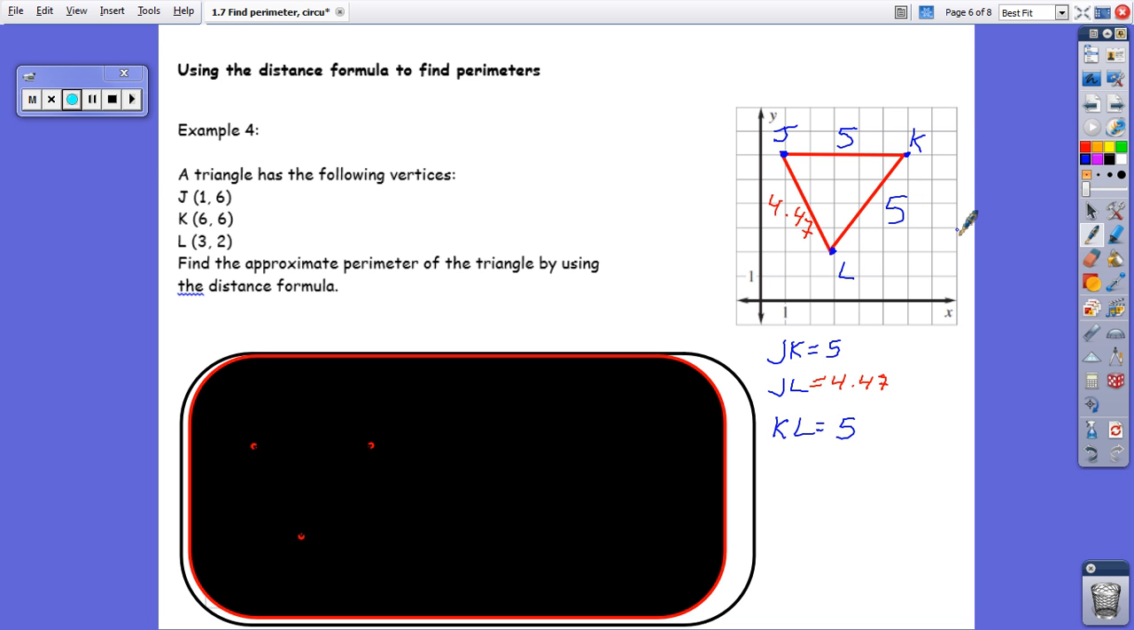Okay, this is a really long problem. We still haven't answered the question. Now we have to find the perimeter of the triangle. Thankfully, perimeter is the easier of the formulas. So you just add up your three numbers. So 5 plus 5 plus 4.47 is 14.47. And that's your answer. Alright, that's the lesson.